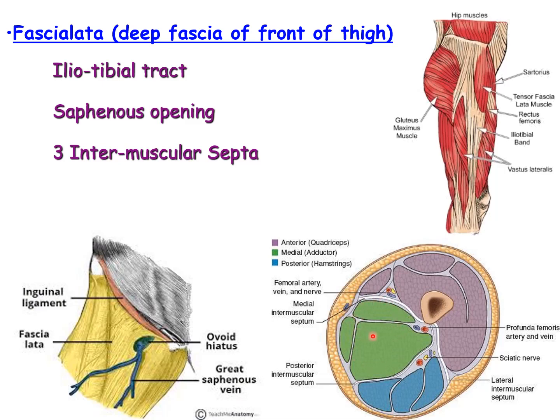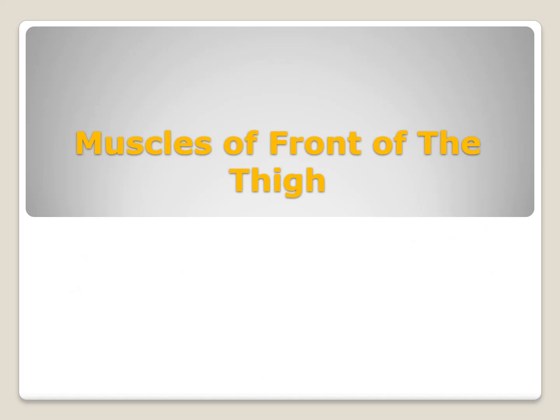Anteriorly here we have the extensor compartment, and their nerve supply is the femoral nerve. Medially here, the green part, we have the medial compartment or the adductors, and the nerve supply is the obturator nerve. And lastly here, we have the muscles of the back of the thigh, which are the flexors, and their nerve supply is the sciatic nerve.